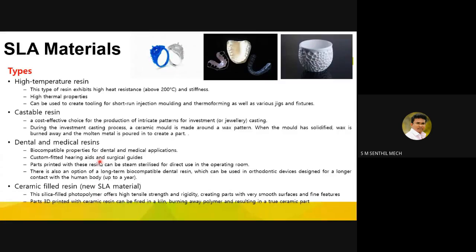Next is one of the new SLA materials developed recently, the ceramic filled resin. It is a silica filled photopolymer with high strength and rigidity, creating parts with very smooth surfaces and fine features. On the top right, you can see an object printed using this ceramic filled resin. These can also be heat treated. You can fire it in a kiln, which is nothing but a heater. So these are the various types of SLA materials.